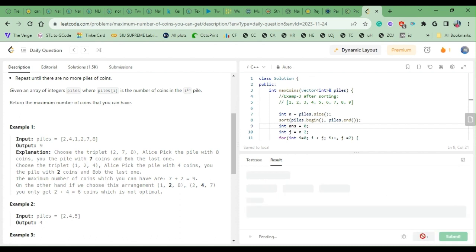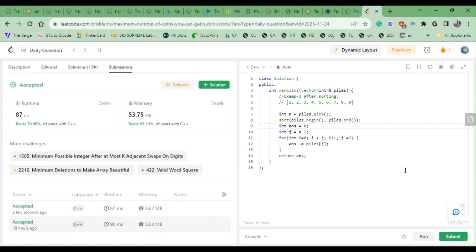So, oh sorry, again we run this. Now we have to submit this solution. We see it is accepted, and look, accepted. That means we solved this problem.